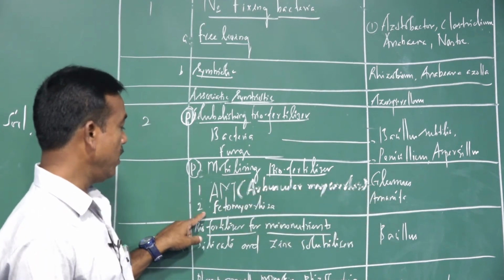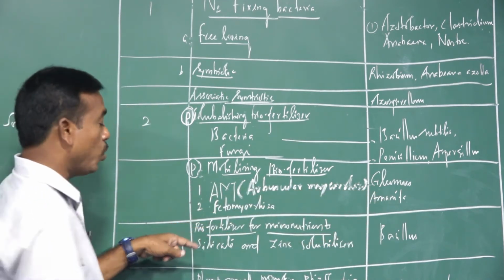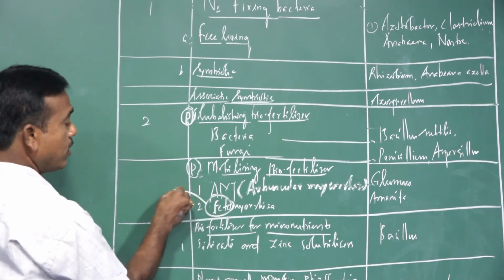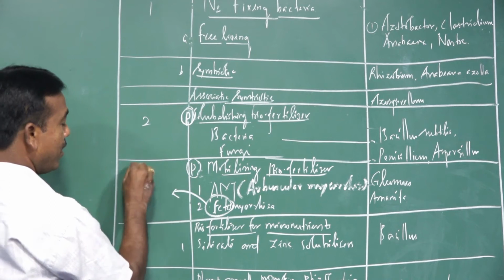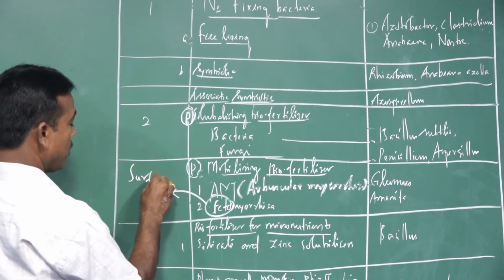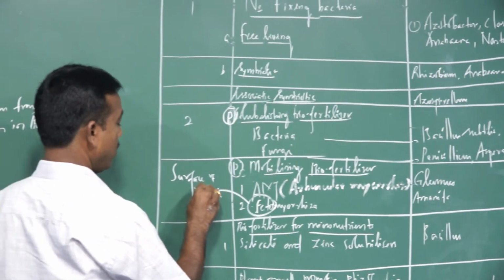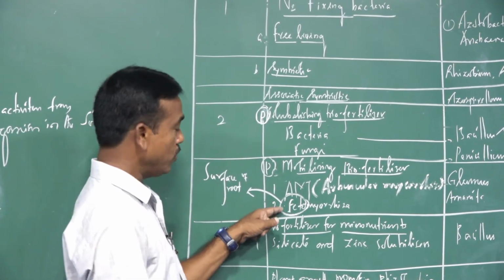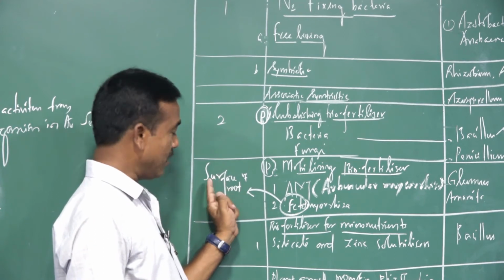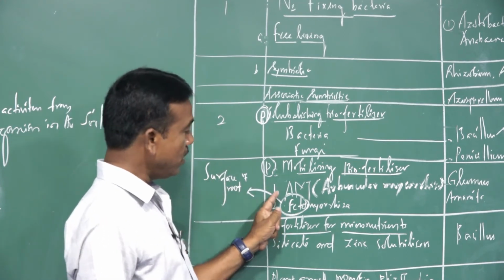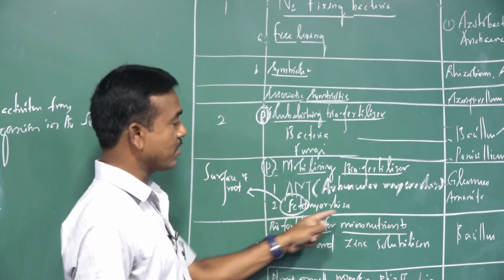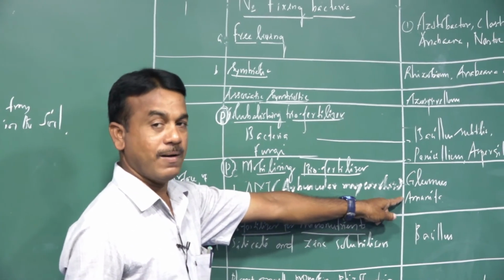The next one, ectomycorrhiza. What is ecto? Ecto means the mycorrhiza generally occurs on the surface of roots. Ecto means surface. The phosphate mobilizing biofertilizer that occurs on that surface is commonly called Amanita.